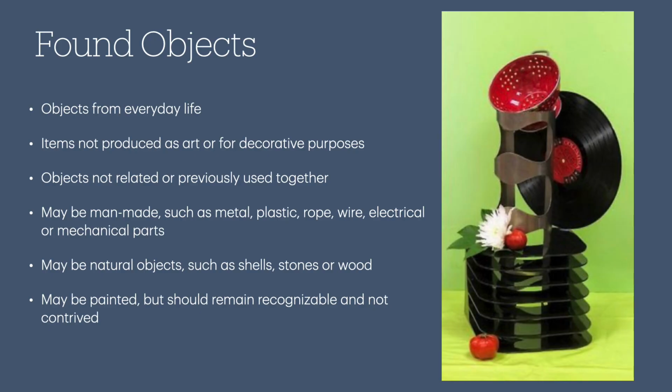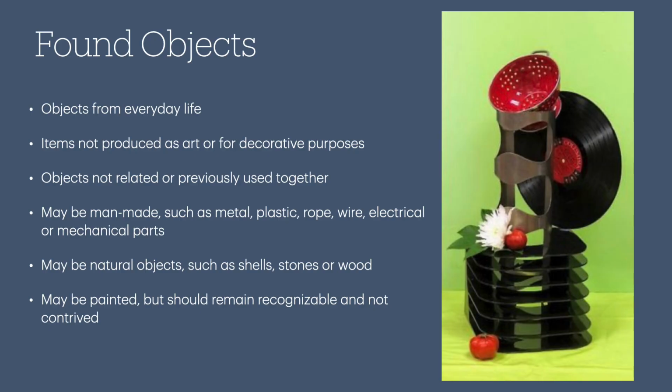Next, let's talk a little bit about found objects. Found objects are defined as objects from everyday life. They are not produced specifically as art or for decorative purposes. The found objects you would use within your assemblage are not related to each other or previously used together. So in other words, this appears to be sort of a random grouping or assemblage of items.